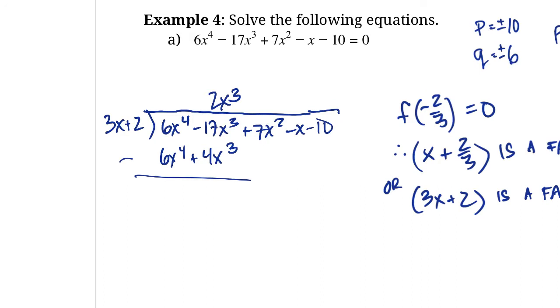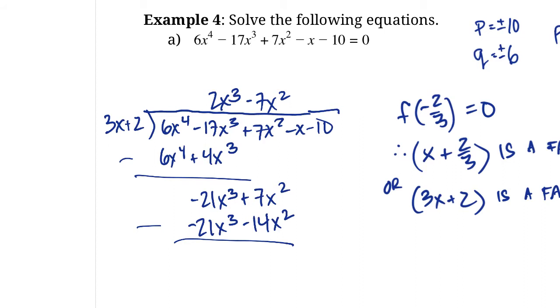Then I'm going to subtract, negative 21x to the 3, bring down that 7, plus 7x squared. So to get that to be negative 21x cubed, I'm going to multiply by negative 7x squared, right? Negative 7x squared is going to give us negative 21x cubed, multiplied by the 2, which is negative 14x squared. Subtract. So 7 plus 14 is 21, right? Because we're subtracting a negative. Be careful with that. 21x squared minus x.